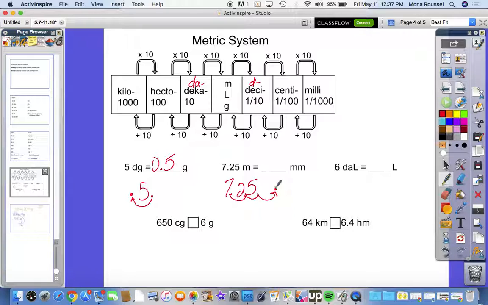So the decimal is now here, back behind what will be a whole number. In the empty spot, we will fill in a 0. So this becomes 7,250 millimeters.